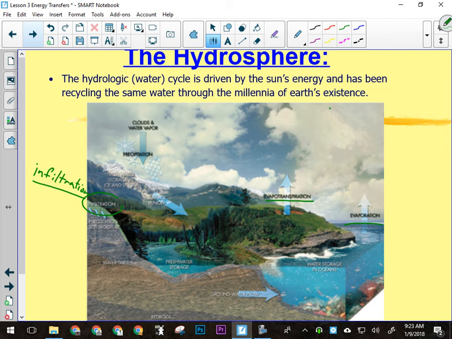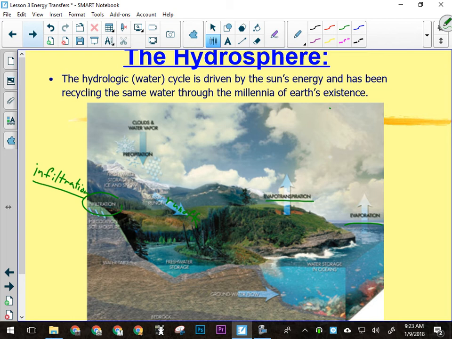It can also get trapped in lakes and ponds. If it runs off of a mountain but doesn't have access to a river or a stream, then it gets trapped in the lake and it stays there for a while. But most of the water that hits the ground runs off. It ends up in a river system and eventually makes its way back to the ocean. So that's what we call runoff. So this process here would be runoff.